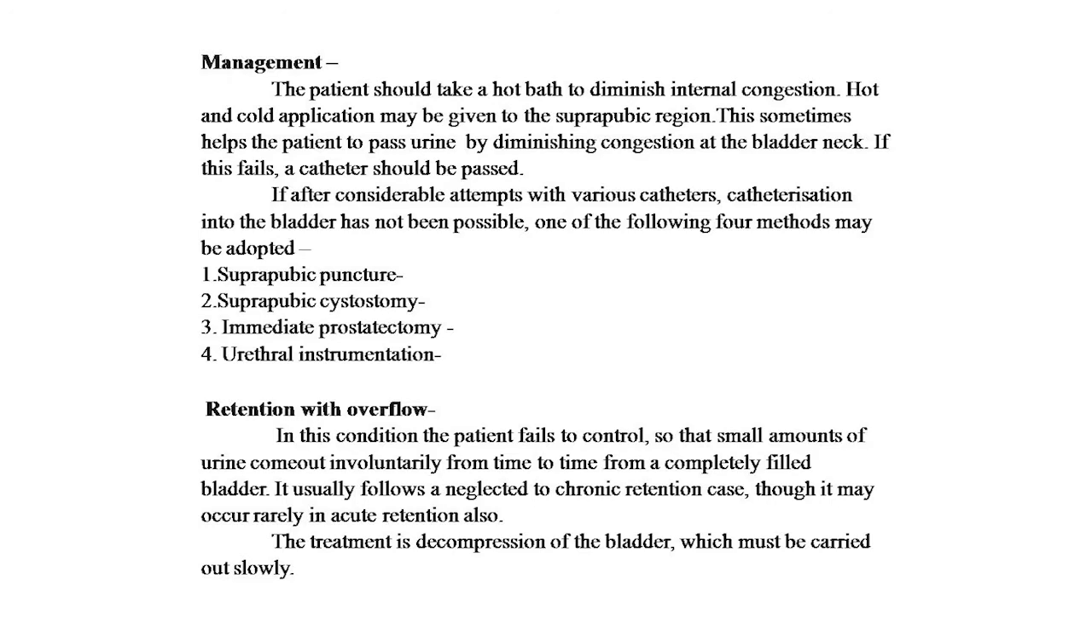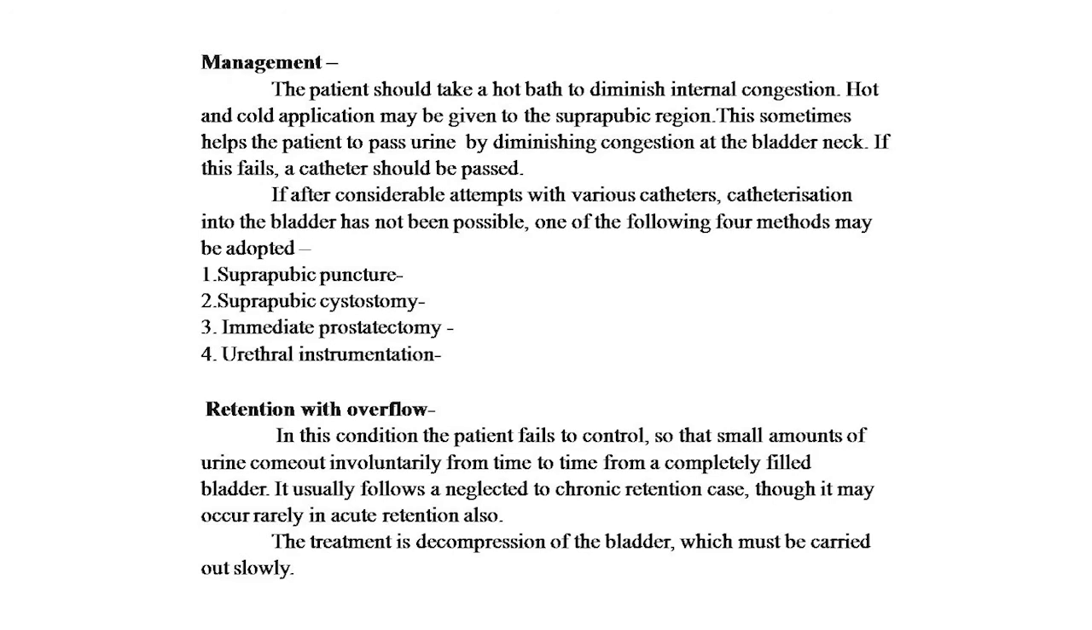If after considerable attempts with various catheters, catheterization into the bladder has not been possible, one of the following four methods may be adopted. First is the suprapubic puncture, second is the suprapubic cystostomy, third is the immediate prostatectomy, fourth is the urethral instrumentation.